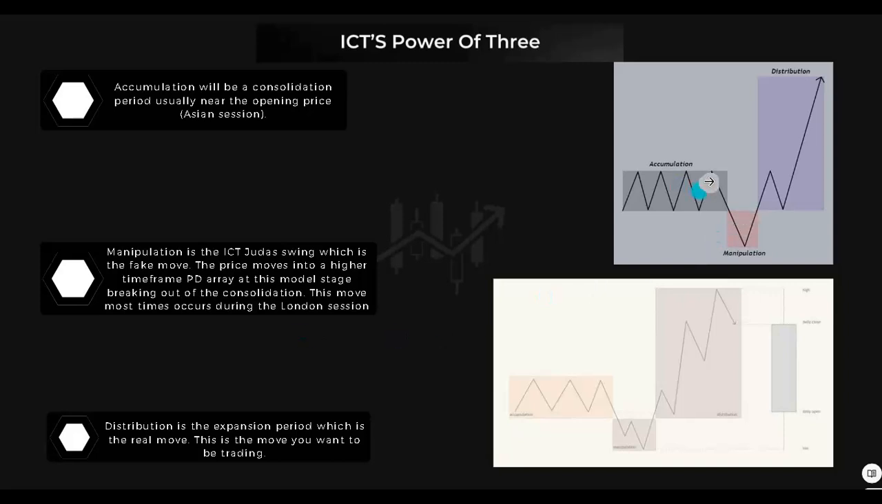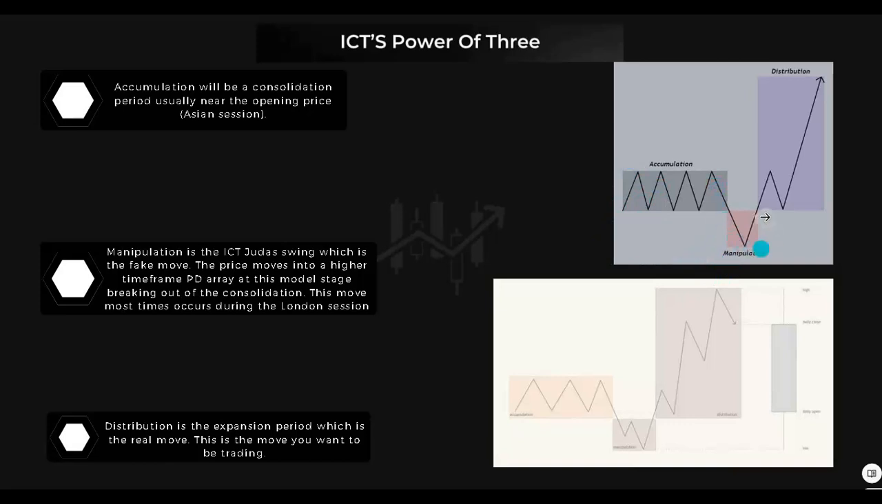So once price breaks out right here, we look for it to tap into a higher time frame PDRA, and this higher time frame PDRA could be in the form of an order block, a fair value gap, a breaker block, mitigation block, or an inverse fair value gap. Or it could be a sell side liquidity resting below somewhere before the accumulation phase, right? So that is the manipulation.